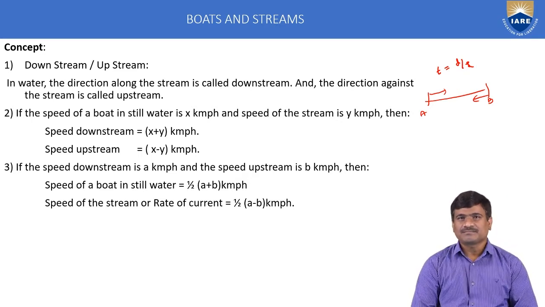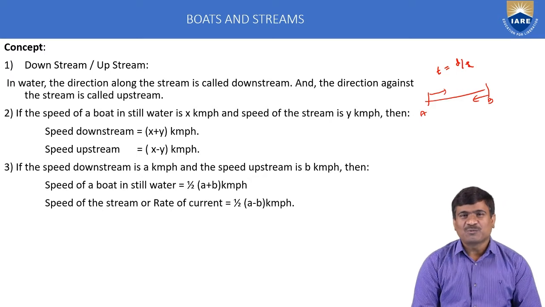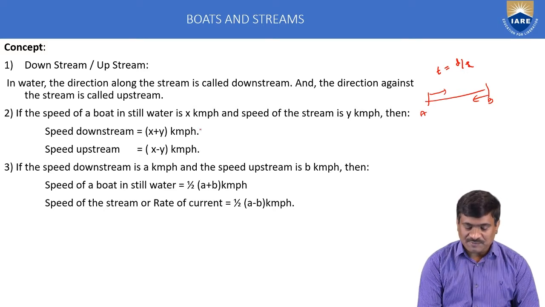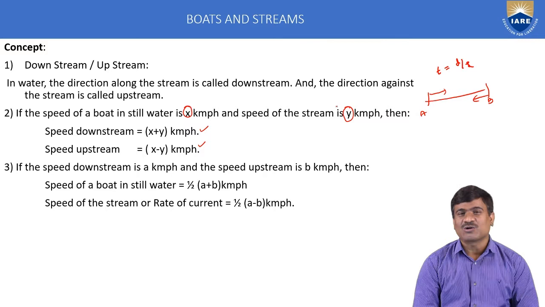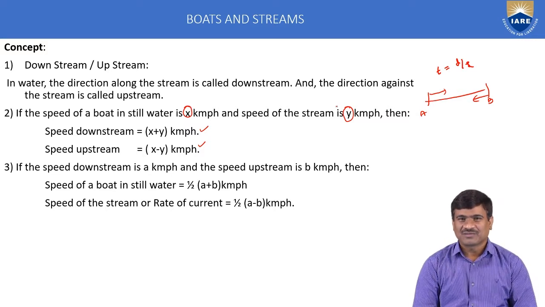The opposite direction is called upstream. Next, if the speed of a boat in still water is x km per hour and the speed of a stream is y km per hour, then the speed of a downstream is x plus y and the speed of an upstream is x minus y, where x is called boat speed and y is called stream speed.